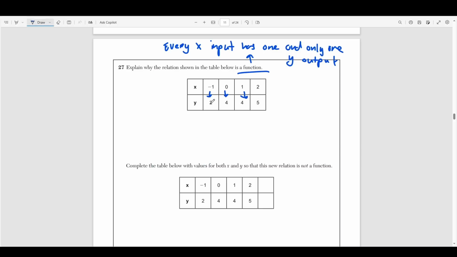When you plug in -1, you get 2. When you plug in 0, you get 4. When you plug in 1, you get 4. When you plug in 2, you get 5.